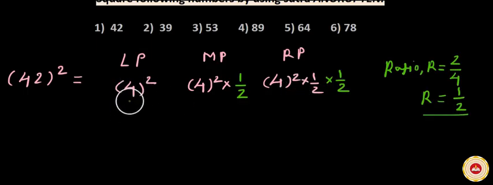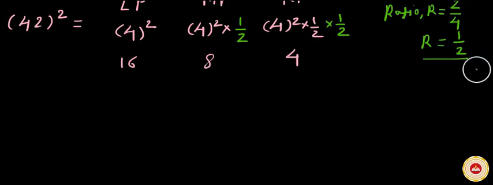Now let us solve further. 4 square is 16. What is middle part? 4 square is 16 multiplied by 1 by 2. 16 upon 2 is 8. What is right part? 4 square is 16 multiplied by 1 by 2 multiplied by 1 by 2. That is 1 by 4. So 16 upon 4 is 4. We have solved it further.